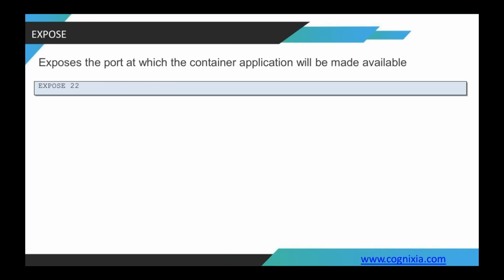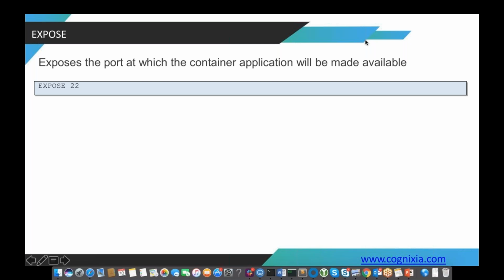Next comes exposing your port. Let's say the port on which our application is going to run inside the container, you can expose the port for that. Once you expose the port, that port will be available on the host operating system, and requests will be received from the host operating system inside the Docker container on that port only. In our case we are exposing port 22 for SSH. So anyone who wants to SSH inside the Docker container can SSH over port 22.